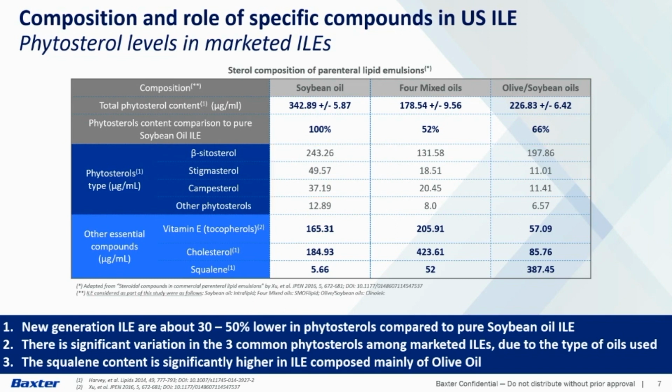Additionally, the essential fatty acids are not the only beneficial compounds of ILE, and other essential compounds are also present in various amounts. For example, the tocopherol levels of these three ILE are quite different, with mixed oils lipid emulsions being highest in total tocopherols. The cholesterol amount in mixed oils ILE is also significantly higher due to the presence of fish oil. However, as you can see, the squalene level of olive oil-based emulsions is consequently higher than in the two other emulsions. We will review in the next slide the benefits linked to these essential compounds.